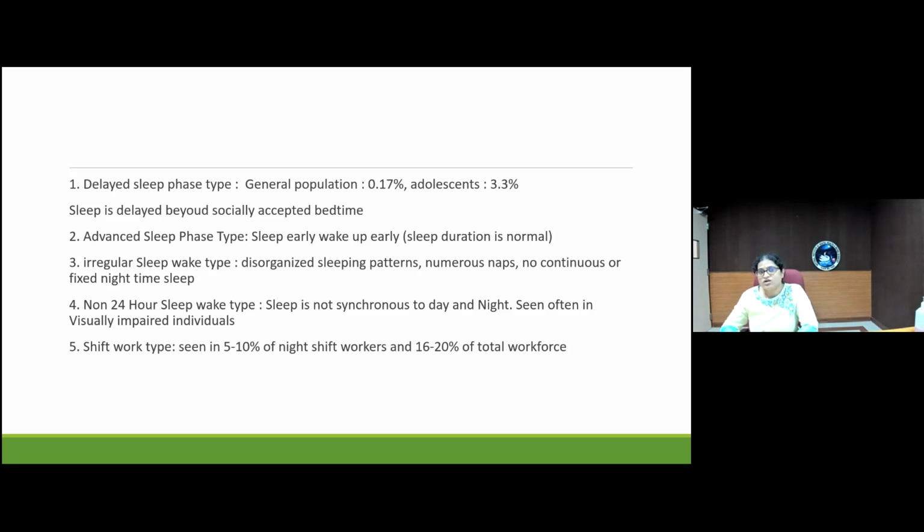Lastly is the shift work type. As the name suggests, it is seen in individuals who do shift work, where they have to work during the night, and often these rotations continue. It is seen in about 5 to 10% of night shift workers, and about 16 to 20% of the total workforce suffer from some type of shift work sleep disturbance during their work period.